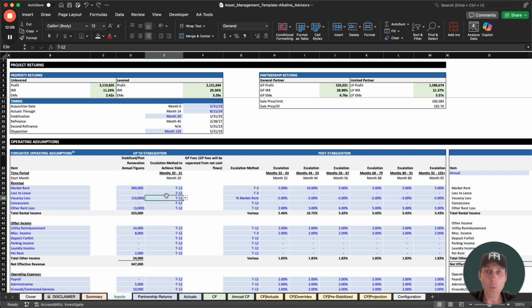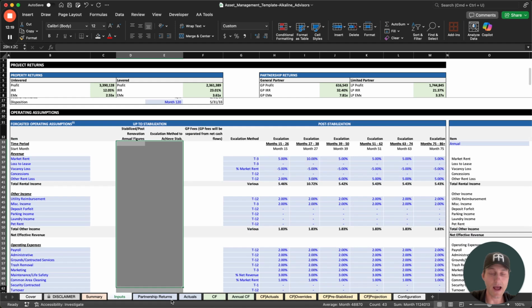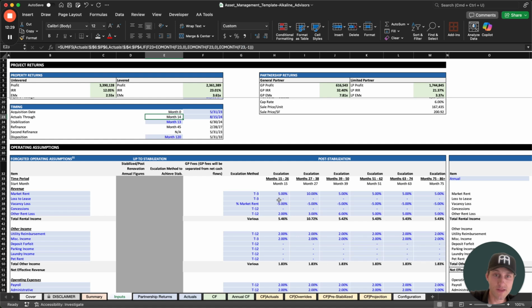Now, what if we're already stabilized? So what if we anticipate stabilization to have occurred in month 13? If that's the case, you'll notice all of this is grayed out, because what we're doing is just escalating the figures thereafter, the actuals that we have. So in this case, we have actuals through month 14. So then we're escalating the actuals from month 15 to 26, which is that next year. And then the year after, 27 through 38, and the year after, 39 through 50.